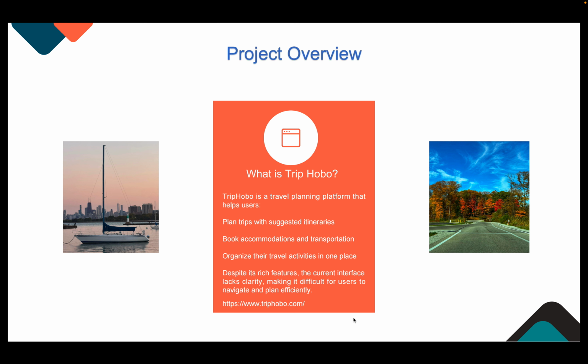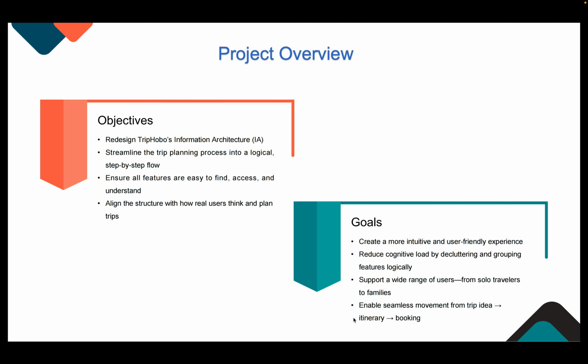TripHobo is a travel planning platform that helps users plan trips and suggests itineraries, books accommodation and transportation, and lets them organize their own travel plans and activities in one place.